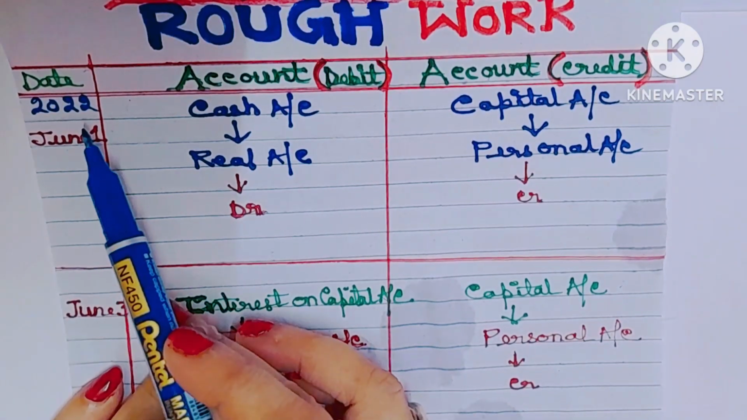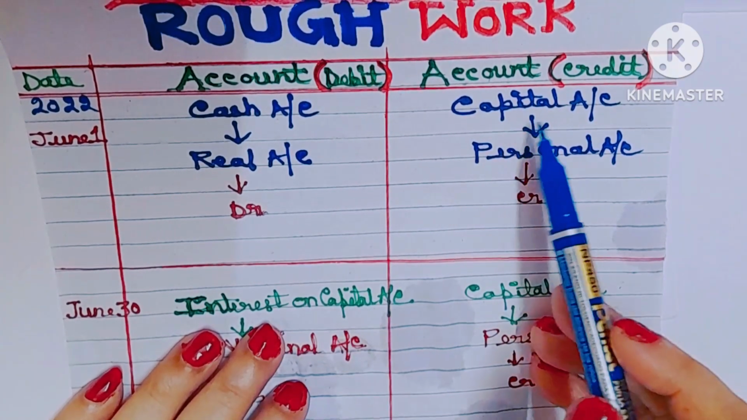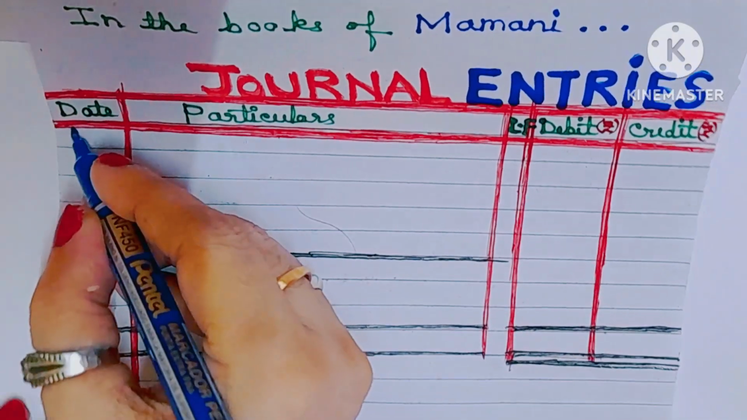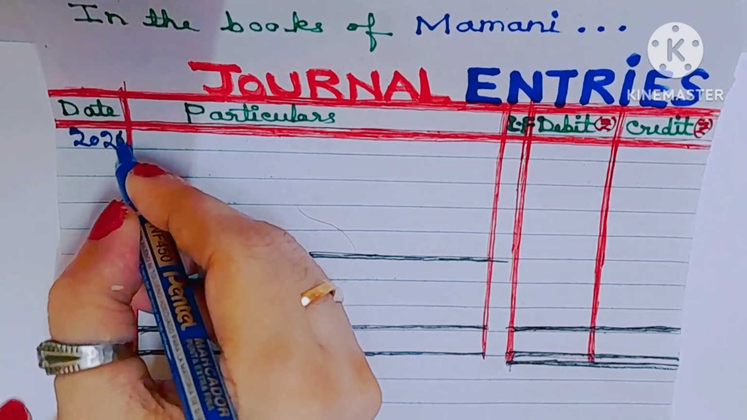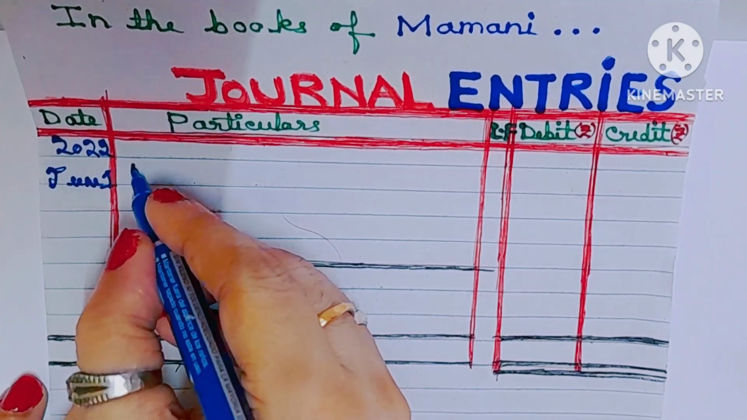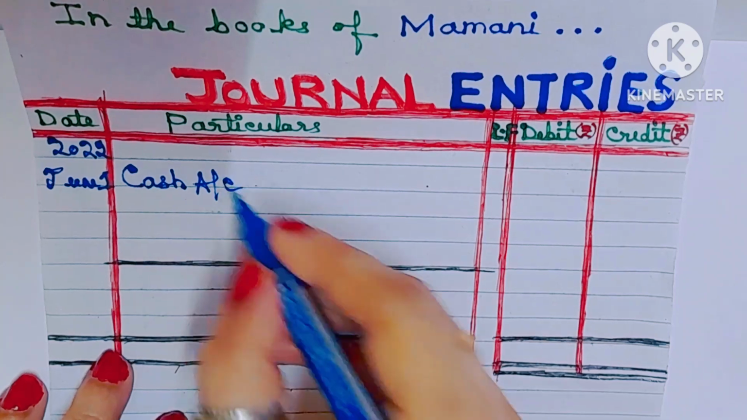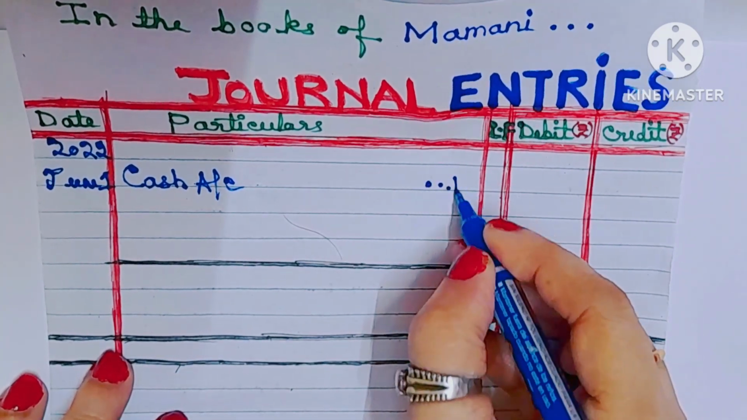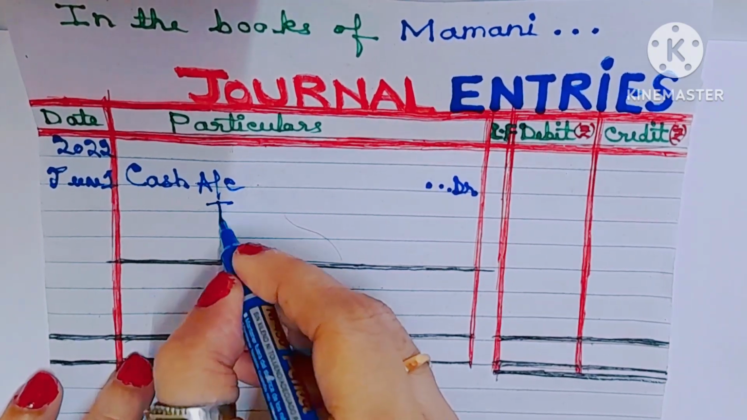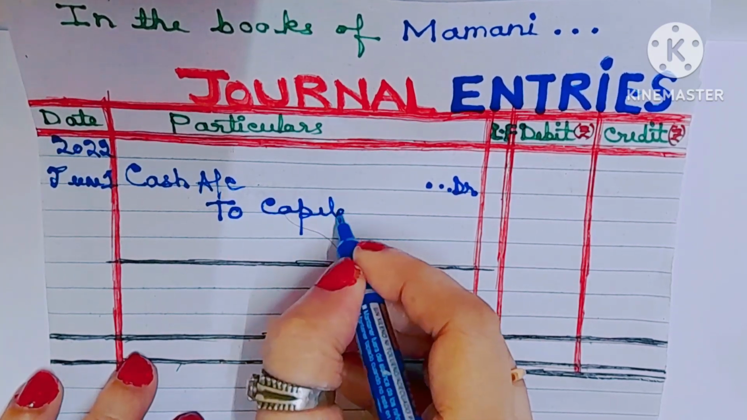Now let's see the rough work. See, 2022, 1st June, cash account is debit and capital account is credit. So let's write in fair. So we'll write 2022 June 1st, cash account debit, and then you write here towards the column Dr. Dr means debit. And leave a little space here, then you write To. To means credit to capital account.